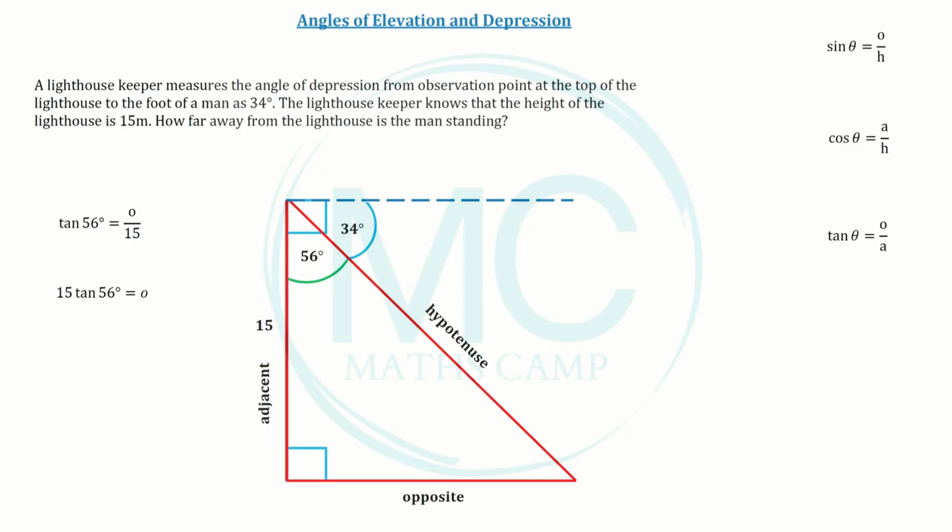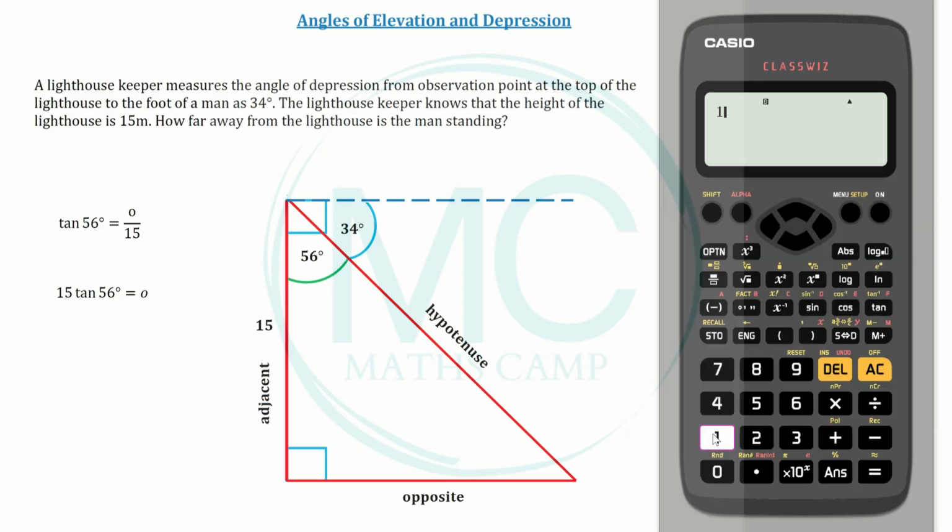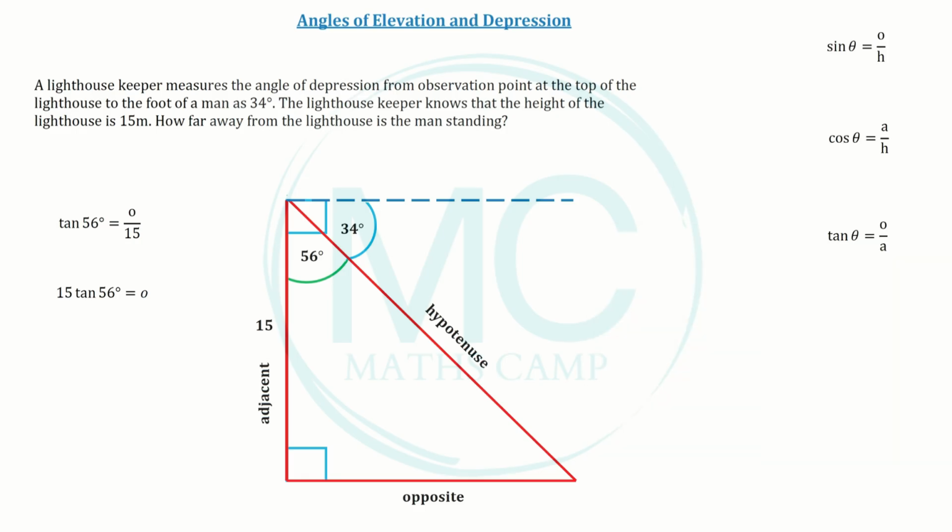Now we can take our calculator and we say 15 multiplied by tan 56 degrees, close the bracket, is equal to 22,238. Let's round off to 2 decimal places, and we see the distance is 22,24 meters. And we have now completed this question.